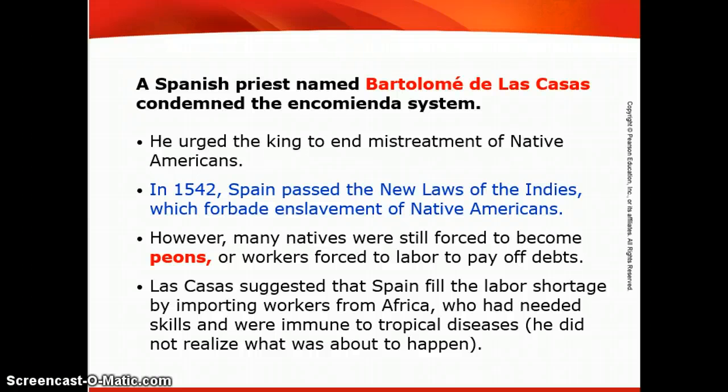Las Casas suggested that Spain fill the labor shortage by importing workers from Africa who had needed skills and were immune to tropical diseases. He figured that the Africans would be used to the climate and they would know how to work on plantations. He didn't realize that he was about to begin the slave trade of Africans into the Americas.